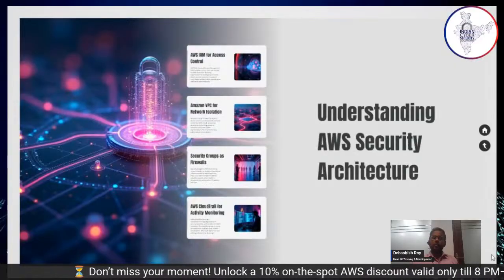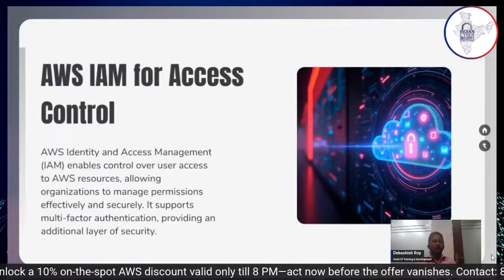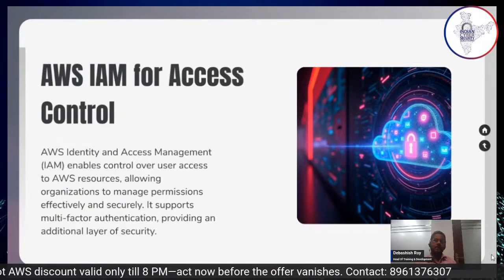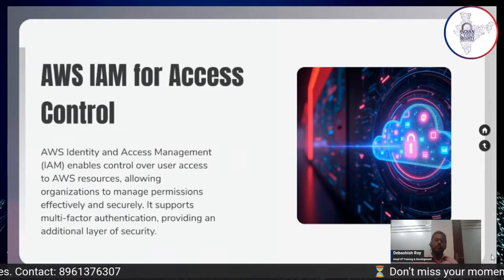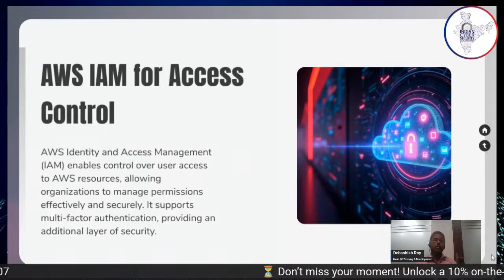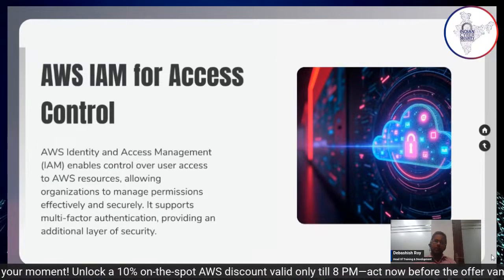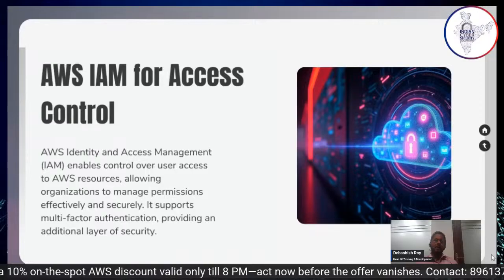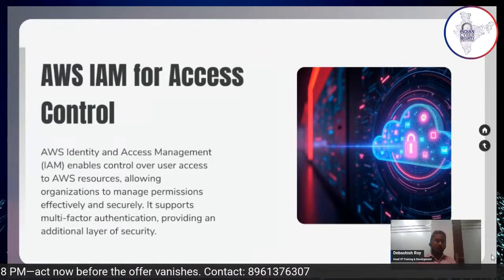So you have to understand the AWS security architecture or the framework that I was talking about. First of all, definitely AWS IAM, identity and access management, that is like the permission, and that is to control user access, like which user is going to do which one. Say one user is going to launch the EC2 instance, one user is going to upload the data in the S3 bucket. This way you can segregate. So that is one way, that is the access control list, you can say, allowing organizations to manage permissions effectively and securely. And it supports MFA, that is the multi-factor authentication, providing an additional layer of security.